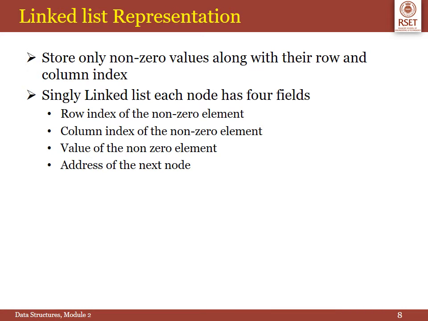Next is the linked list representation. So here also we'll store only the non-zero elements along with their row and column index. And we represent it as a singly linked list where each node consists of 4 fields: the row number of the non-zero element, the column index, the value of the non-zero element, and the address to the next node. Since linked list representation is not familiar to you, we will discuss this topic in detail later.